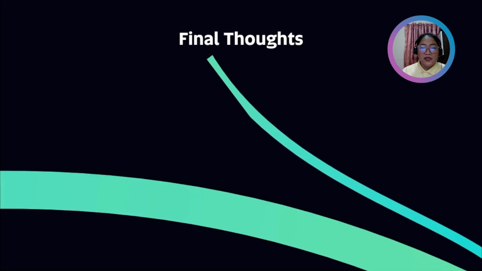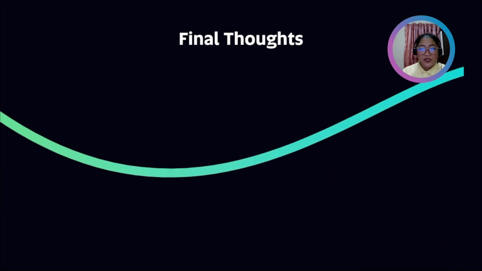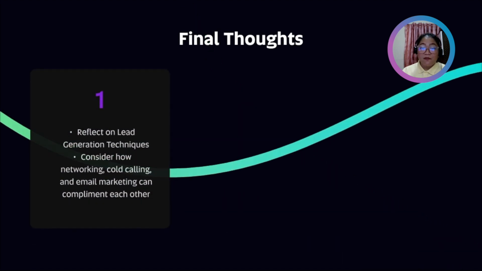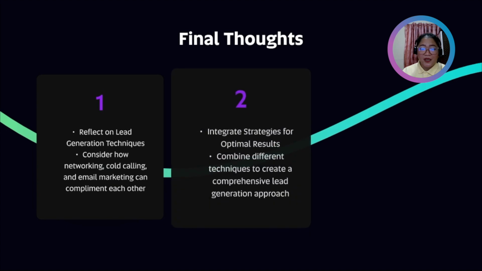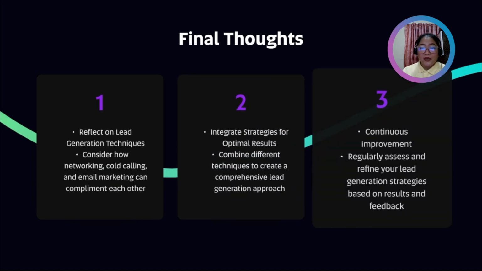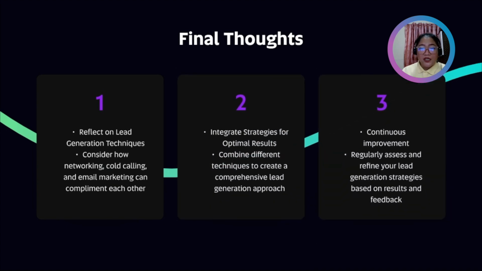As we wrap up this section on lead generation strategies, let's take a moment for some final reflections. Networking, cold calling, and email marketing each offer unique benefits and can work together to create a powerful lead generation strategy. For example, you might use networking to make initial connections, cold calling to reach out to new leads, and email marketing to nurture and follow up.